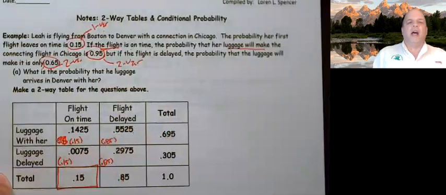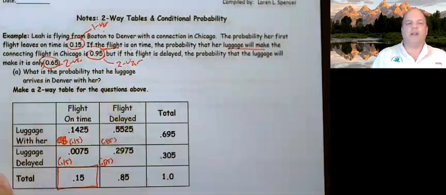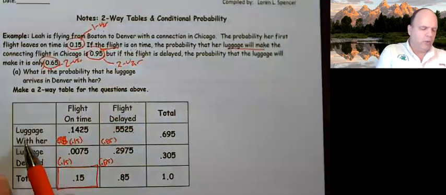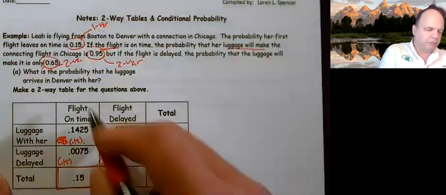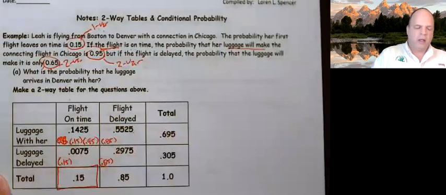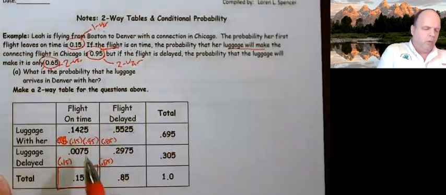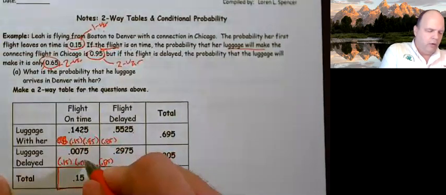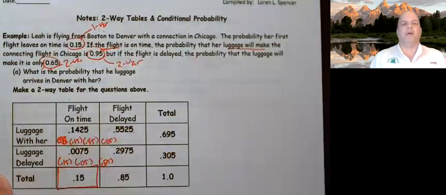All right, now, if the flight is on time, so we're only looking at the flight on time column, the probability her luggage will make it, in this case, is 0.95. And if I multiply those two, I'm going to get this value. 1 minus 0.95 is 0.05. This times this will give me that. So that's where that value came from.